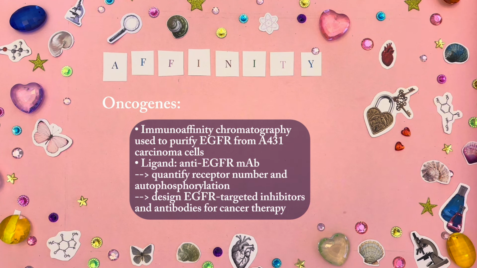Immunoaffinity chromatography was done to purify EGFR, the epidermal growth factor receptor, from A431 carcinoma cells. The ligand on the column was anti-EGFR monoclonal antibody, and the binding molecule was EGFR, which is an oncogenic receptor tyrosine kinase. With this chromatography, it became possible to quantify the receptor number and autophosphorylation, as well as design EGFR-targeted inhibitors and antibodies to be used in cancer therapy.